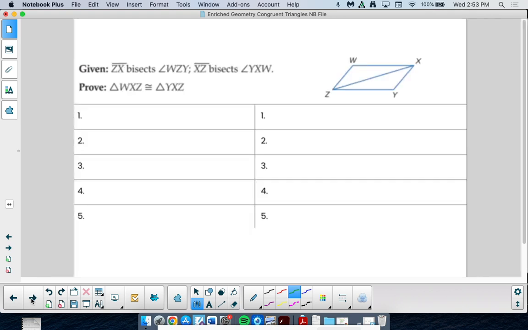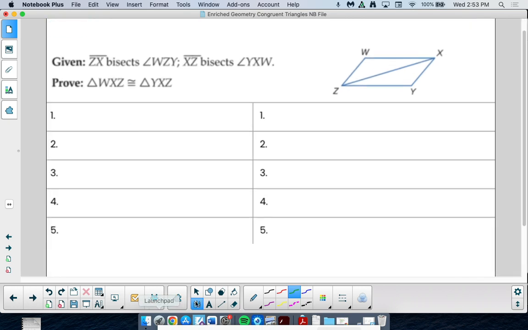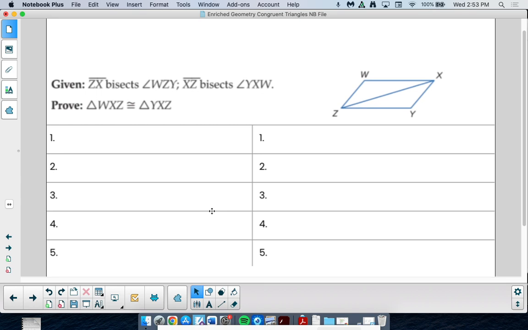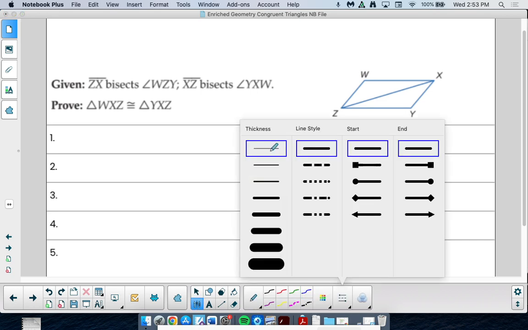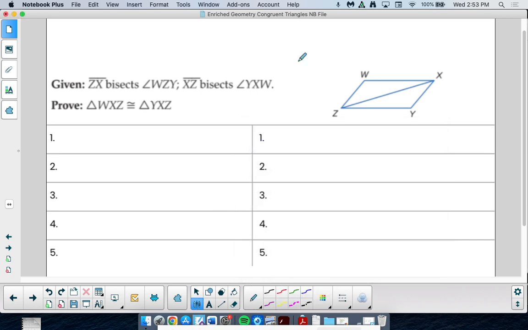Let's try another one. We're told that XZ bisects angle WXY and XZ bisects angle YXW. Hopefully this works a little bit better than my last marking did. All right, remember, we're bisecting an angle, we're getting two congruent ones. So our first angle that's being bisected is WZY. WZY is this corner angle here. So I'm going to start with that. I'm going to put that in my given.